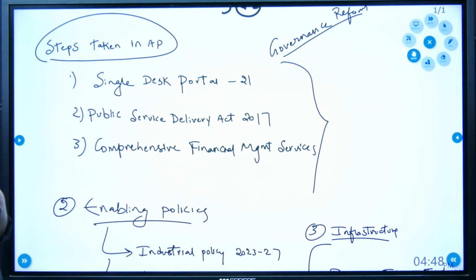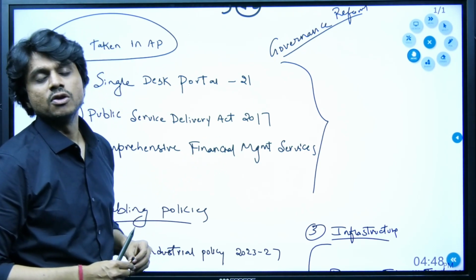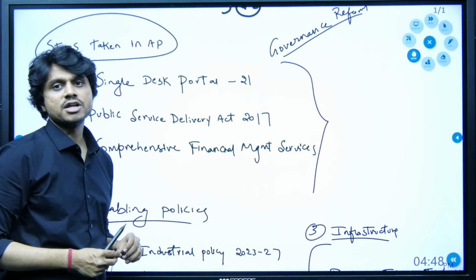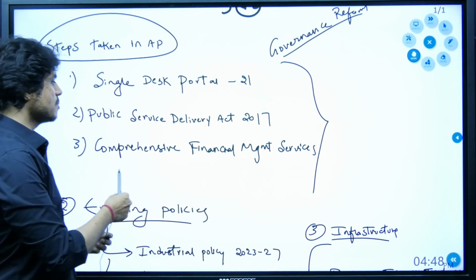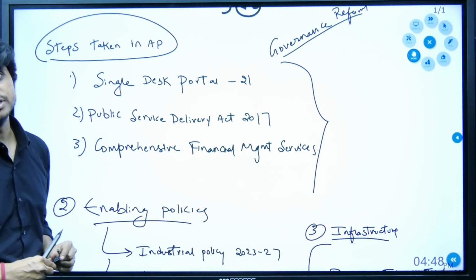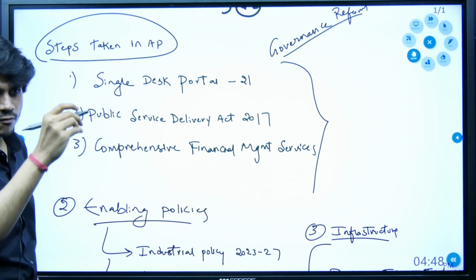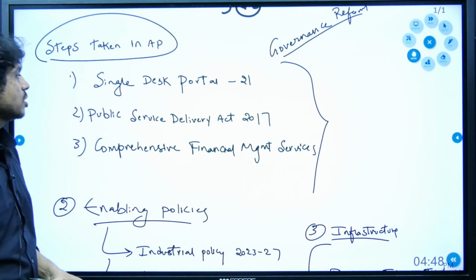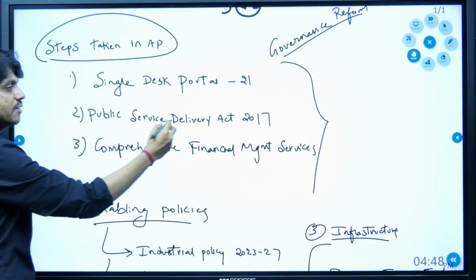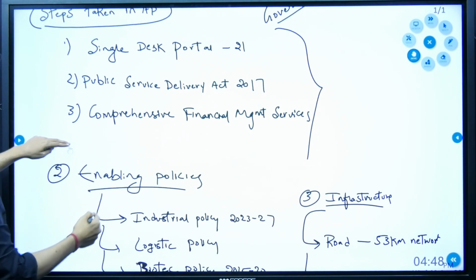Okay, and then we have the comprehensive financial management services. In order to reduce corruption, in order to check any kind of leakages that are present in the finances, the government has come up with this financial management service where there would be tracking of the funds. The tracking of the funds will happen from the point where it originated from the government to the final destination, till the services are delivered. Okay, there is a comprehensive financial management service.